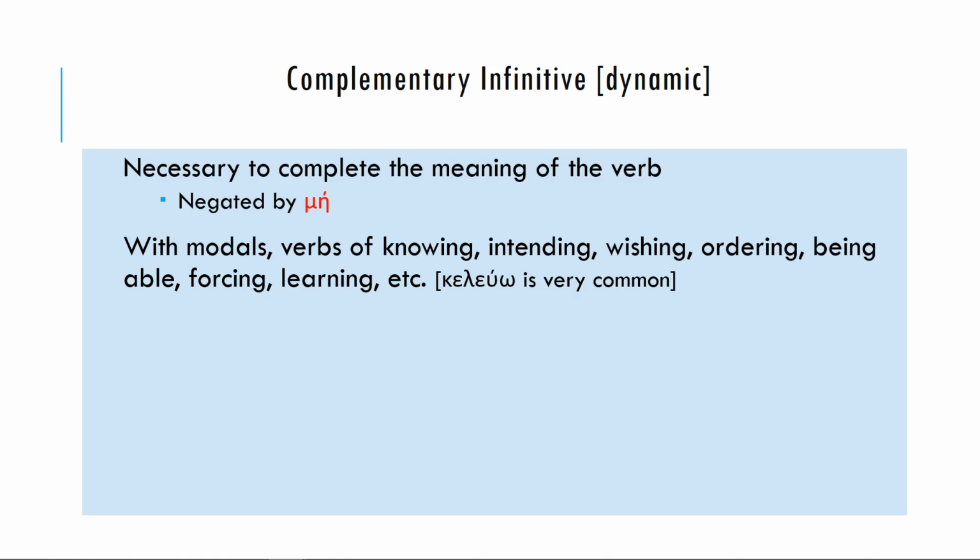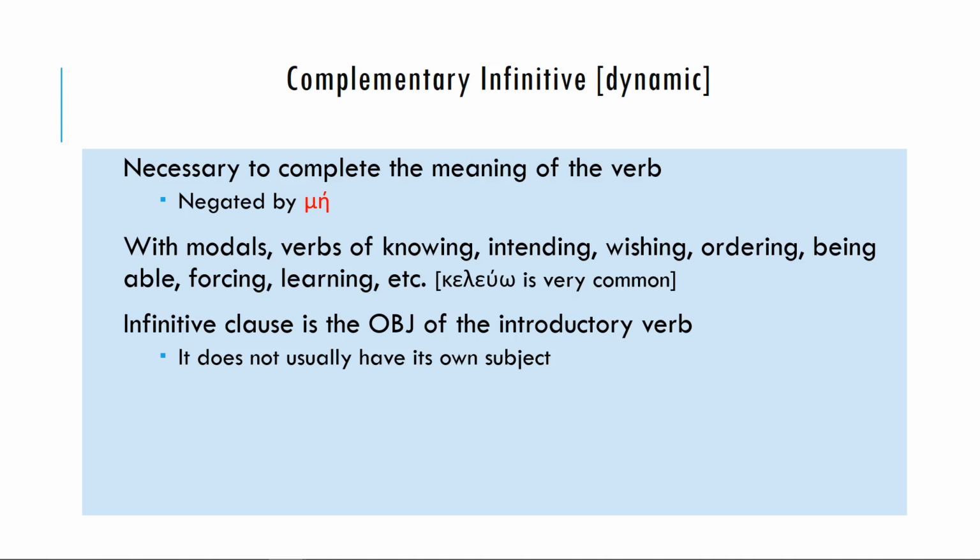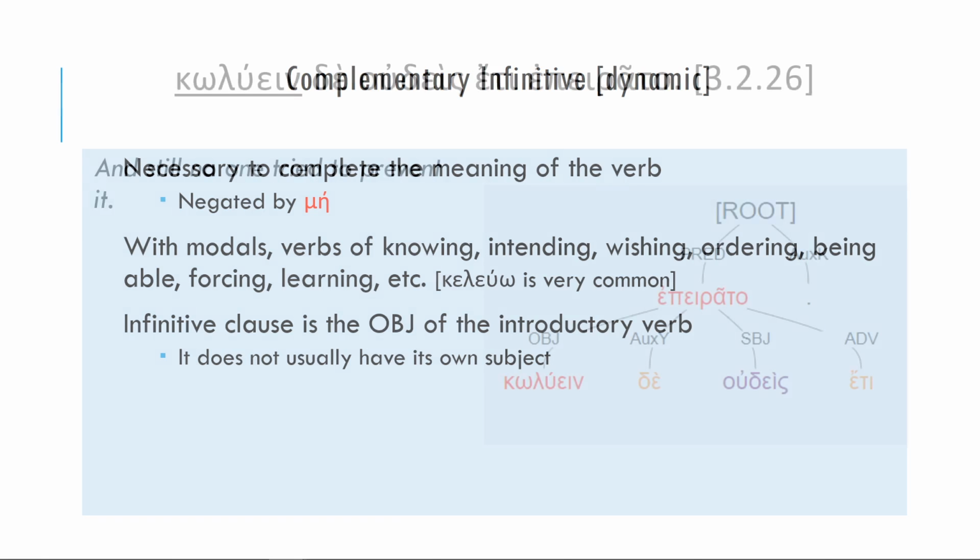Keleuō is a very common word that takes an infinitive. You order someone in the accusative to do something in the infinitive. You wish for someone to do, wish for something to happen. So lots of verbs can take the complementary infinitive, which is labeled as an object, and you check this by going into the LSJ and looking for INF, or examples of infinitives. So in a complementary infinitive, the infinitive clause is the object of the introductory verb. It does not usually have its own subject if it's a complementary infinitive. Usually it just continues the idea.